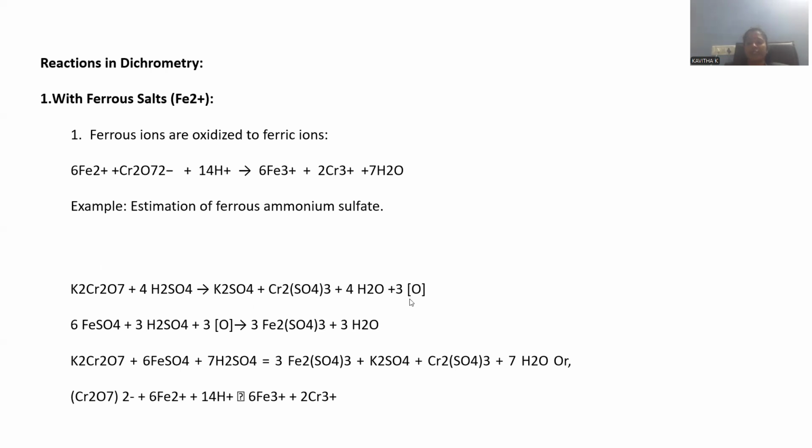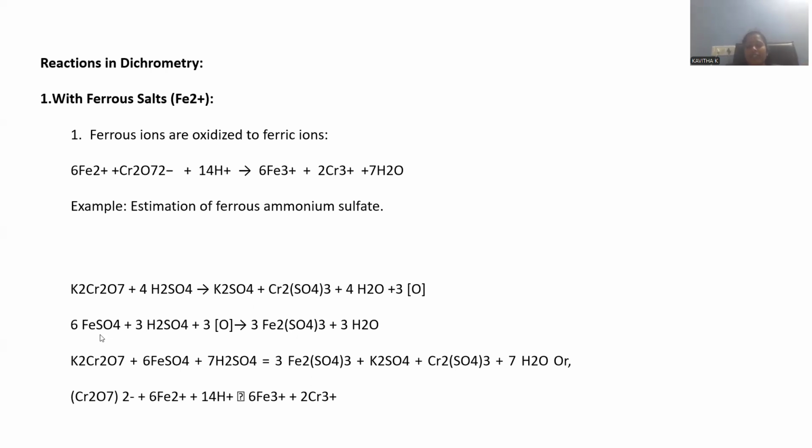The nascent oxygen, whatever is generated, immediately reacts with the ferrous sulfate. 6 moles of ferrous sulfate are to be blended with 3 moles of nascent oxygen, and 3 moles of sulfuric acid are again consumed. That's the reason why, within the conical flask, you need to take ferrous sulfate, add sulfuric acid, add the indicator we mentioned, DPA, and titrate against K2Cr2O7.